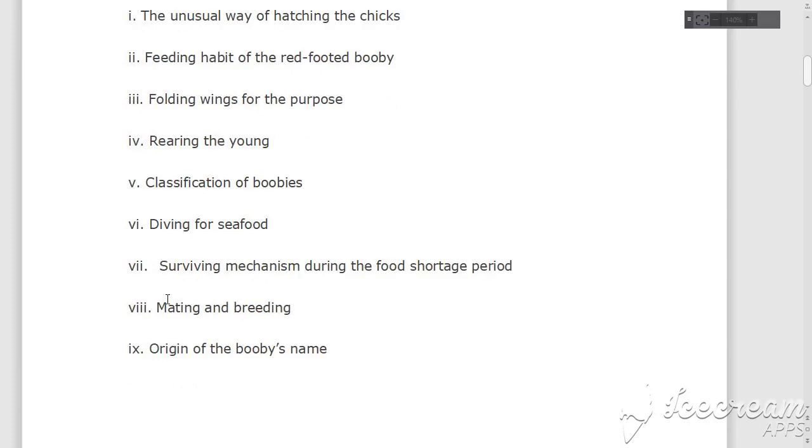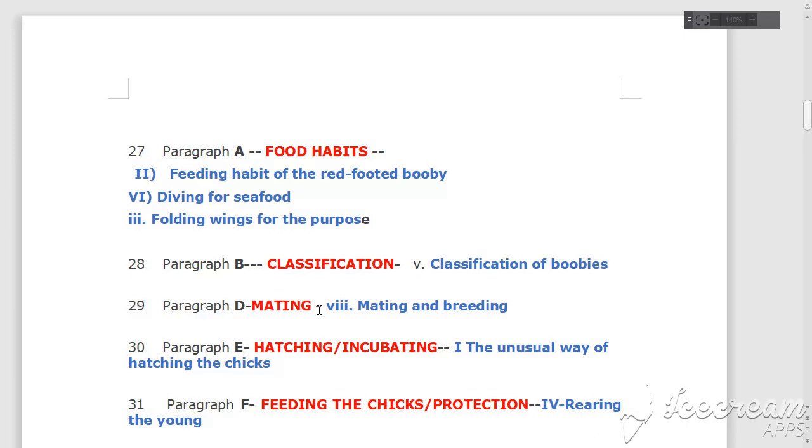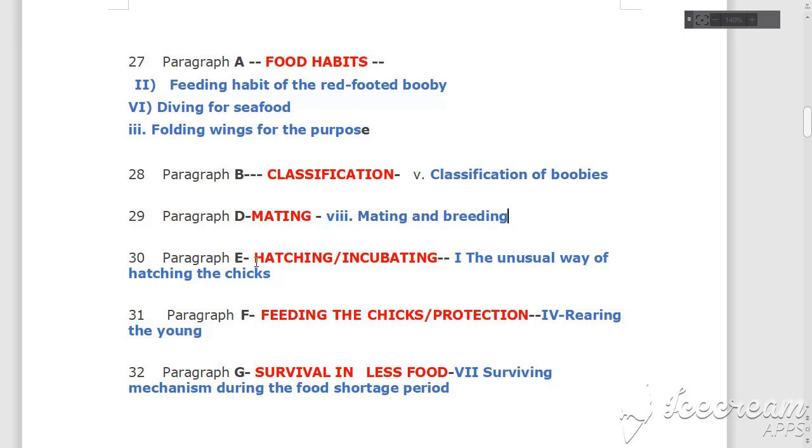So yeah, this eighth is the matting and breeding. This is the only available option, so I think this is the answer. And so we write matting and breeding, and for that we are also 100% sure. Okay, for the paragraph E we write hatching and incubating.